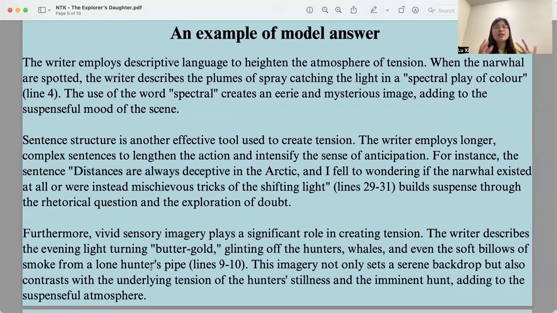This is not a perfect answer to the question at the very beginning of the lesson, but it is an example, just giving you a sense of how to answer the question. Basically, the more quotations you use, the more analysis of the quotations as well as the sentence structure, the better. Okay, the better. So I think this concludes our class.